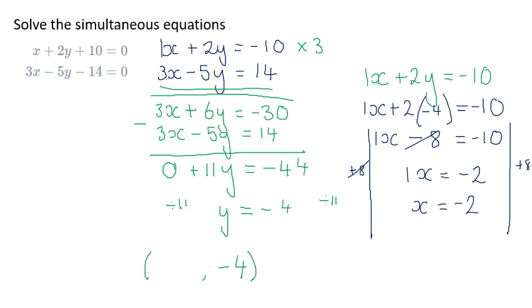So my final part of the question, if I needed the coordinate, that would be negative 2. If I wasn't asked for the coordinate, then my final answers would just be y equals negative 4 and x equals negative 2.